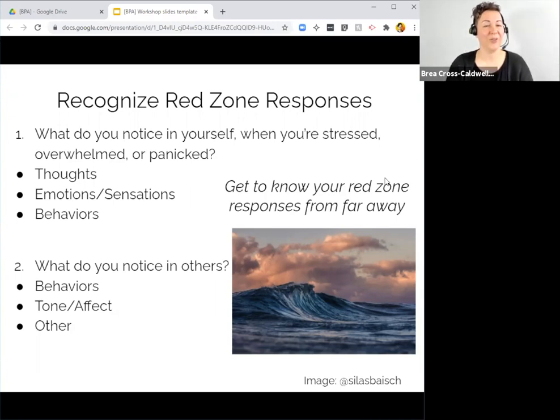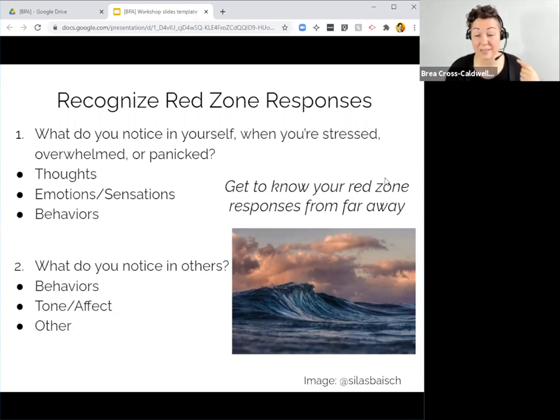So the first question is, what do you notice in yourself when you're stressed, overwhelmed, or panicked? What are the thoughts that play through your mind? What are the emotions and sensations in your body? What do you do when you're stressed? You can get to know your responses. They're usually not too varied. They're usually pretty consistent. And there are some examples that I have here.